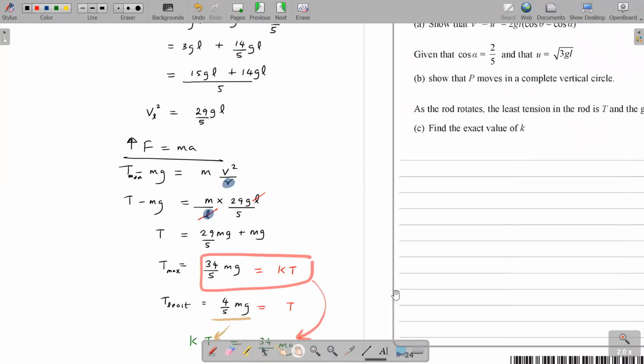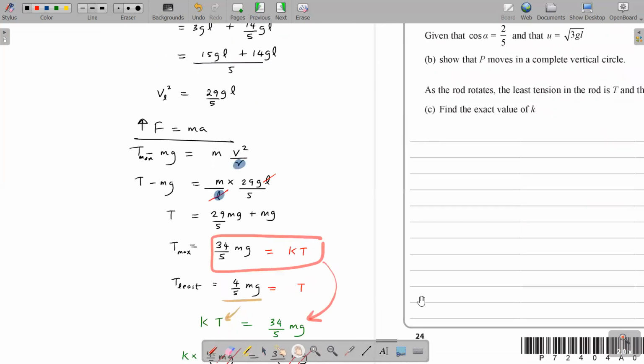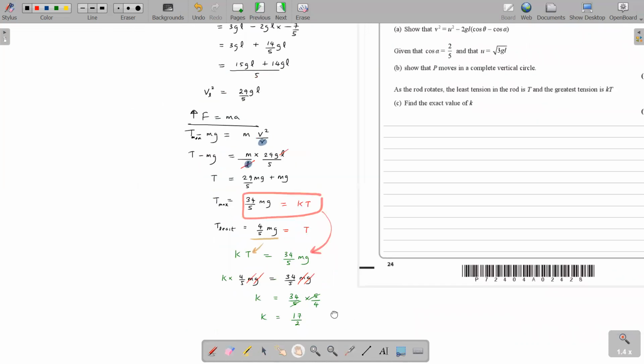I think using L might confuse. The lowest tension is T. Then you just input the values here, right? So kT is equal to 34 over 5 mg, and you replace the T value with 4 over 5 mg, because T is the lowest tension, the least tension. The least tension is 4 over 5 mg, and you can get your k value, guys.